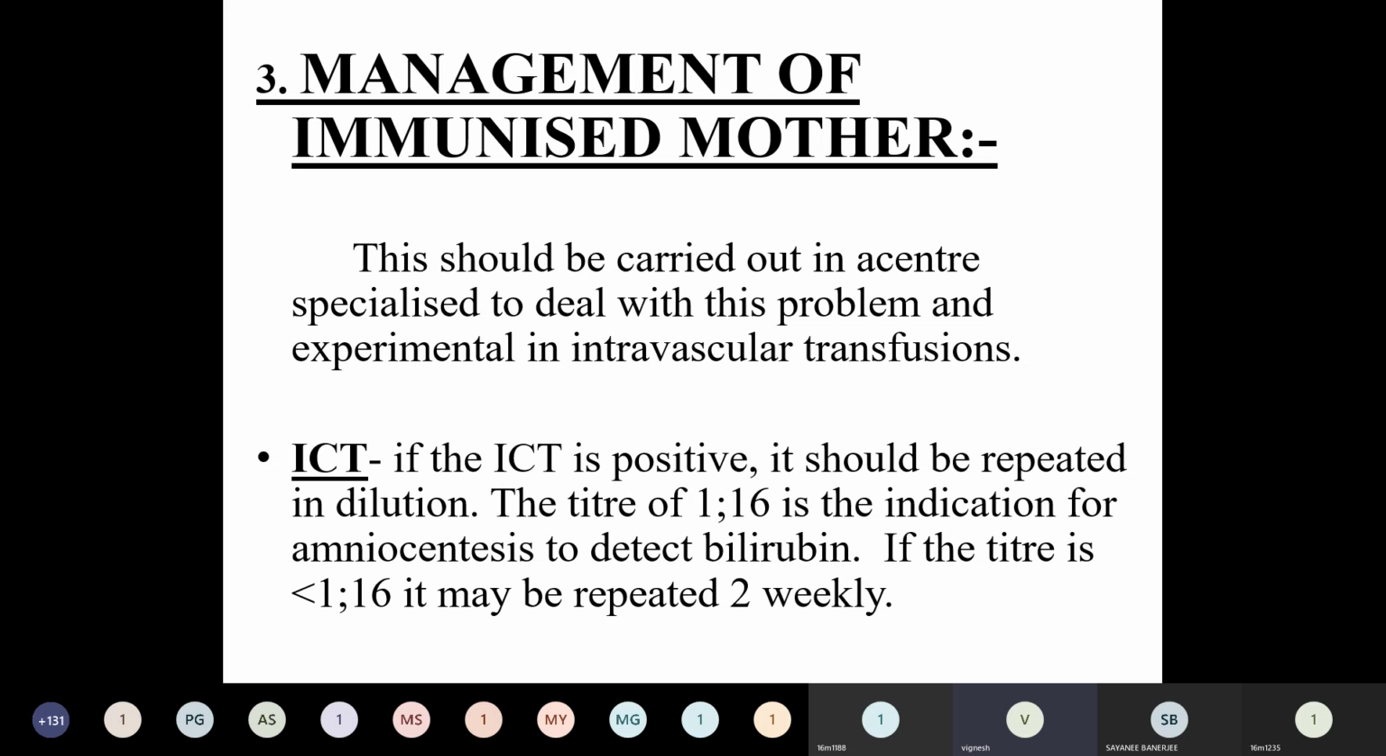So if the ICT is positive, you repeat the test in dilution. A titer of 1 in 16 is an indication for amniocentesis to detect the bilirubin. And if the titer is below 1 in 16, it may be repeated 2 weekly.